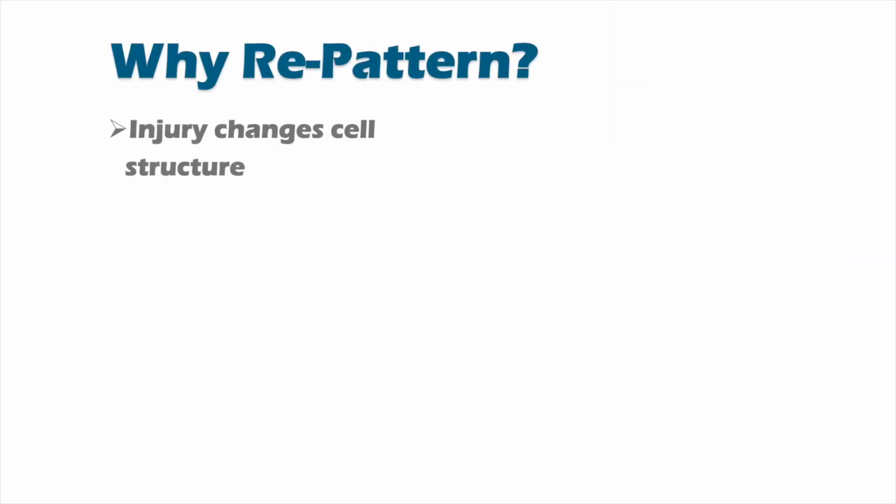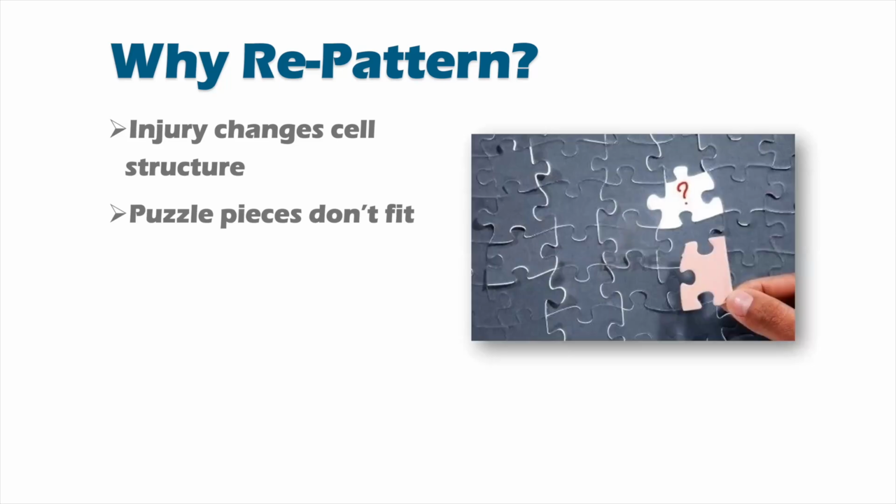So injury changes the cell structure. We know that the puzzle pieces don't fit. We have deformation of bone. Things don't function, in terms of any joint in the body. If you have injury to the hip, for example, or the shoulder, now the size of the epicondyle, the condyles and the epiphyses are actually altered.